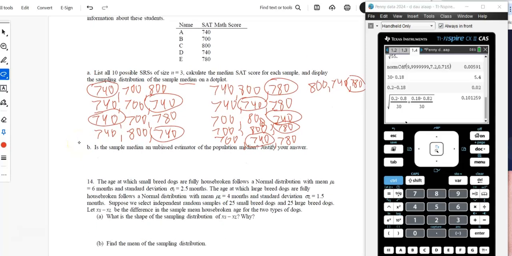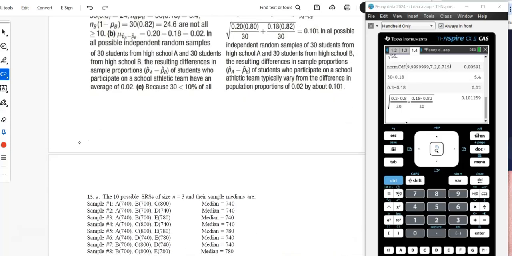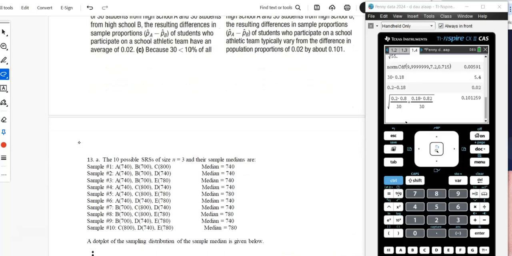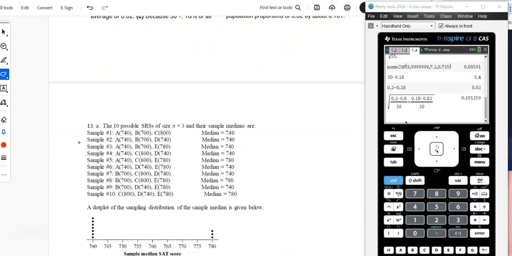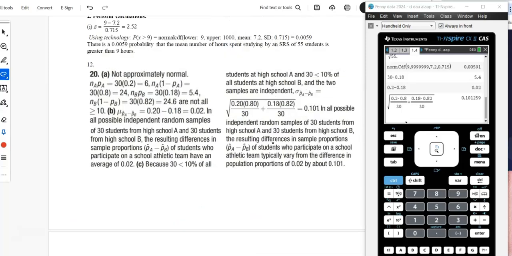Just look at this one. They did this for us, 13A. So we did that right, I think. Here's the dot plot. You can see there's 7, and they title it. That was very nice. 7 740s and 1 780. They just plotted on a dot plot. Sample median SAT scores.